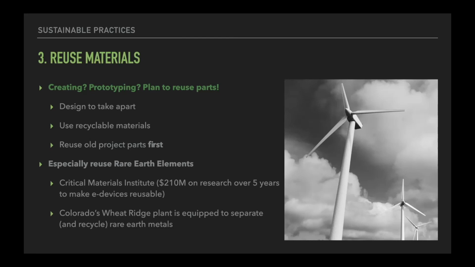And especially try to reuse rare earth elements. There's not much that we could do as individual consumers there, but I do want to talk about some cool stuff that's happening in this aspect. So the Critical Materials Institute is a part of the EPA, and they have a $200 million research budget for 5 years to create designs to make your electronic devices reusable, harvestable, recyclable.